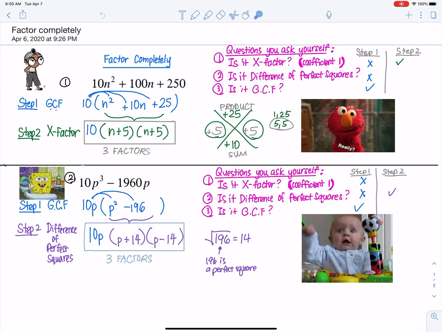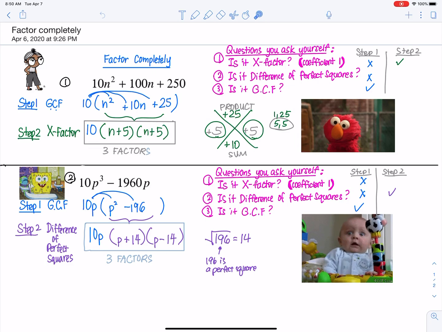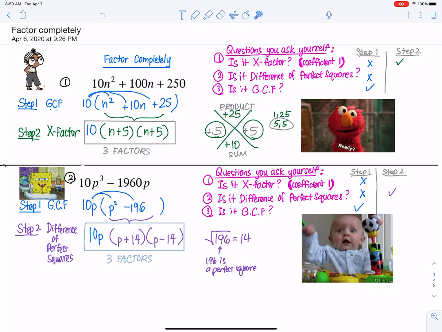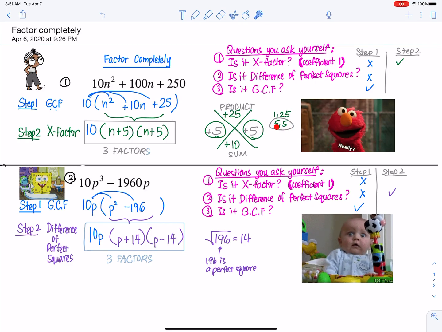So 1 times 25 is 25. 2 doesn't work, 3 doesn't work, 4 doesn't work, and then we have 5. So how do you know you're done with your list of numbers? When the numbers repeat, or after that last number you wrote down, if the numbers continue to the top. Alright, so which of these pairs adds or subtracts to give you that 10? And the only choice here is 5 and 5.